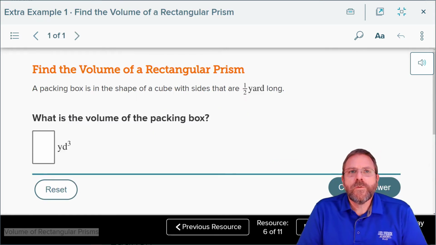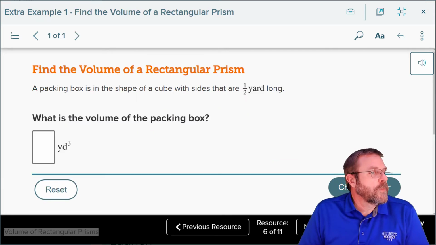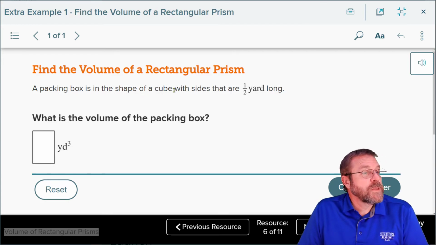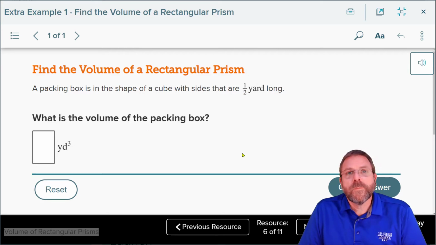Now it's time for you to pause the video and work on this problem where we have a packing box that is shaped as a cube. That means all three sides are the same length, which is going to be 1/2 yard. What's the volume of that packing box going to be? Go ahead and work that problem.